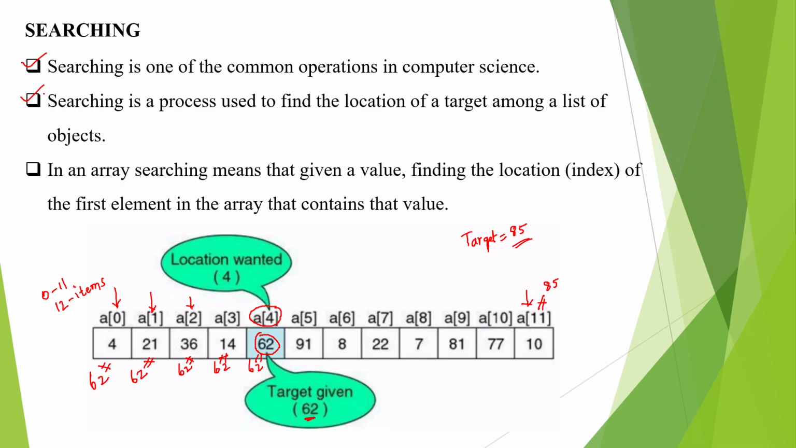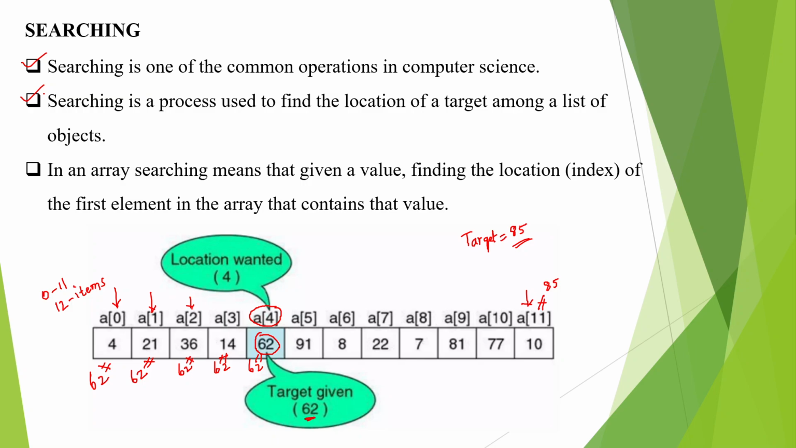If the target is not found, we return a message. I mean, by comparing all the elements, none of the elements matched with the target, which means we'll come to a conclusion that the target is not found, and we'll return that same message, my target not found message.